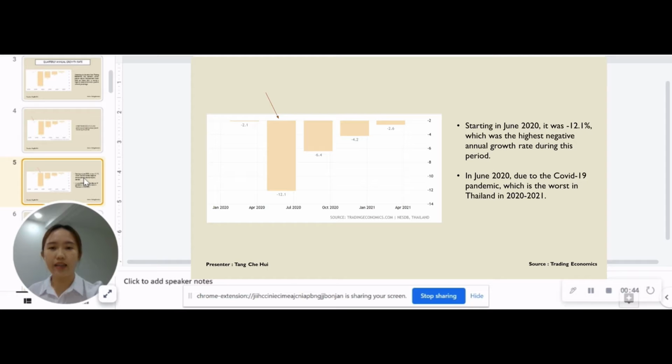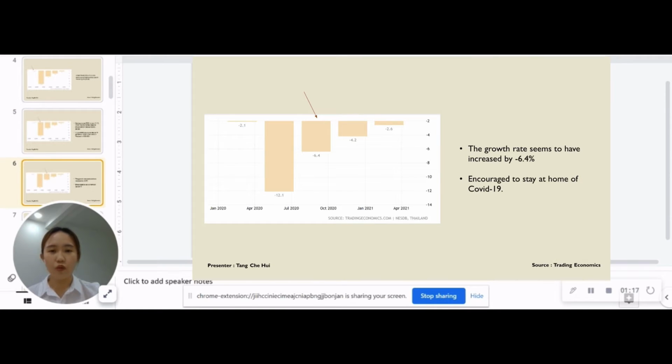The next slide starts from June 2020. It was negative 12.1%, which was the higher negative annual growth rate during this period. As we saw in 2020, due to the COVID-19 pandemic, Thailand's GDP dropped by negative 12.1%, which is the low for Thailand from 2020 to 2021.